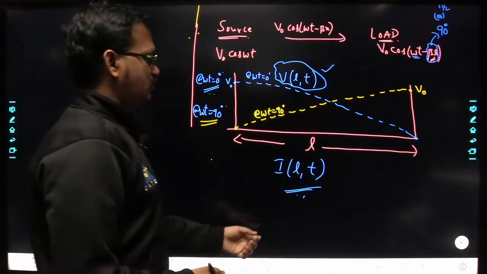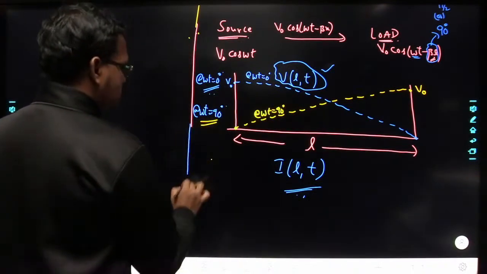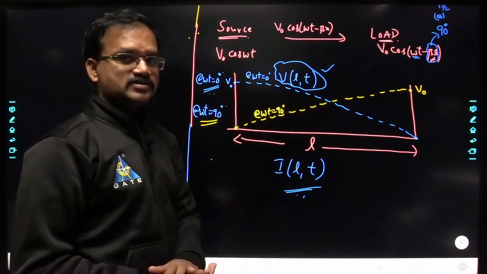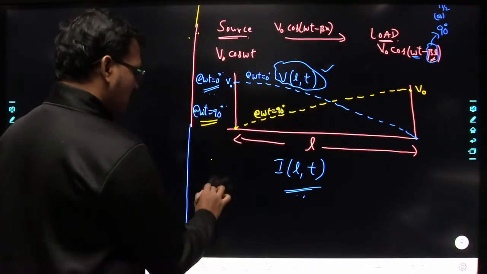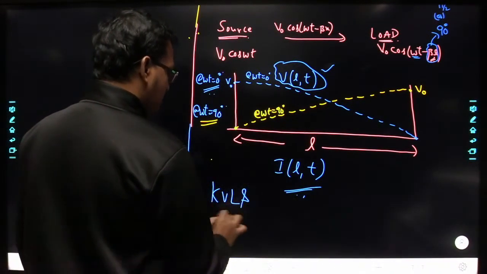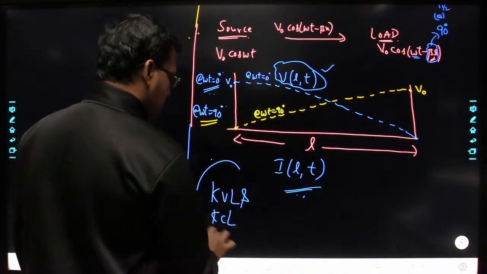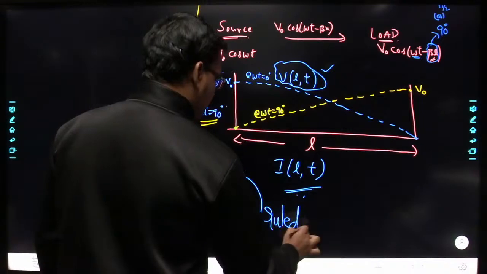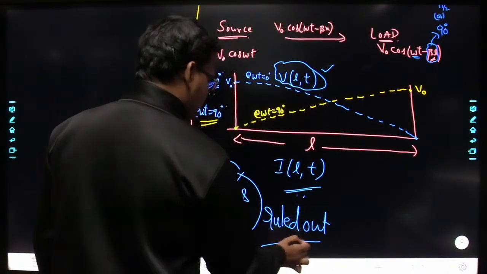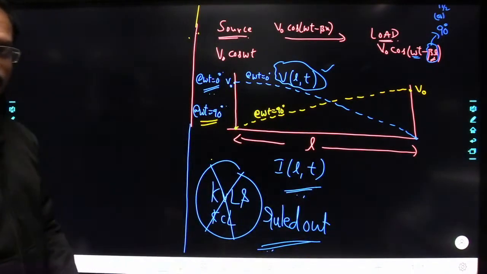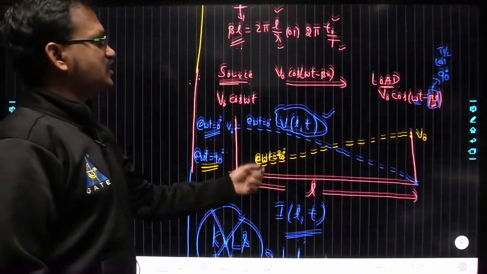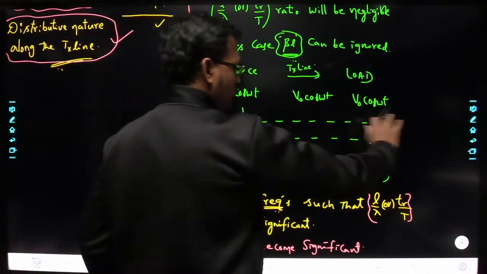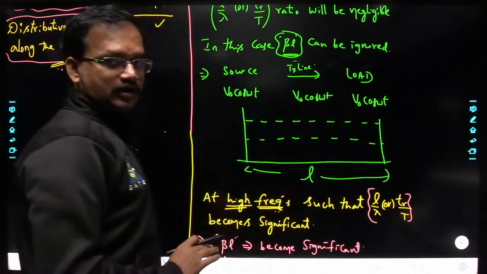Because of this, what will happen? Once the voltages and currents become functions of both space and time, you cannot apply KVL and KCL. KVL and KCL are ruled out. You should not apply KVL and KCL. Understood? Whereas in the previous case, at low frequencies, the voltage is constant over the length of the transmission line.